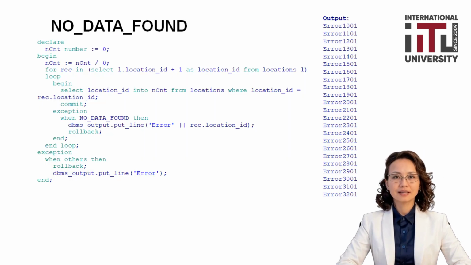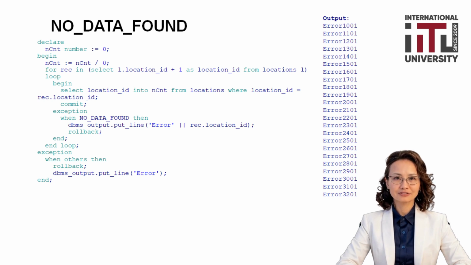In this PL/SQL block, we declare a variable NCNT and initialize it to 0. Then we try to divide it by 0, which immediately raises an exception. Inside a loop, we select each location_id from the locations table, adding 1 to the value. Each iteration has its own inner block that selects into NCNT.